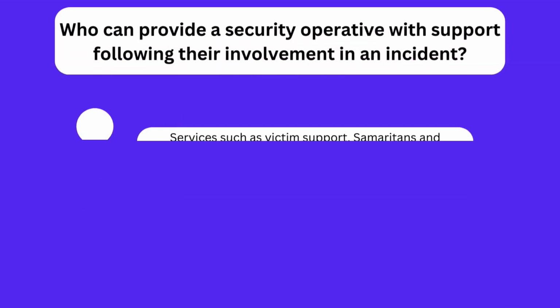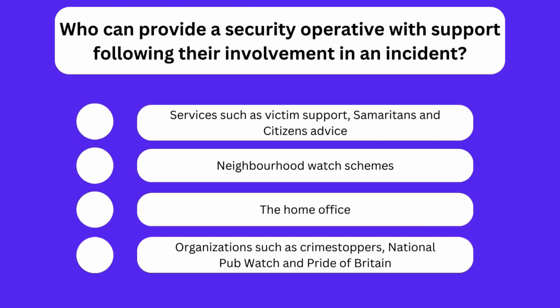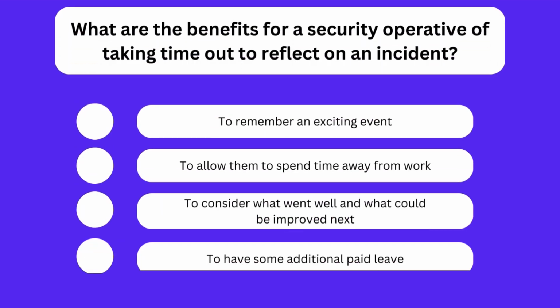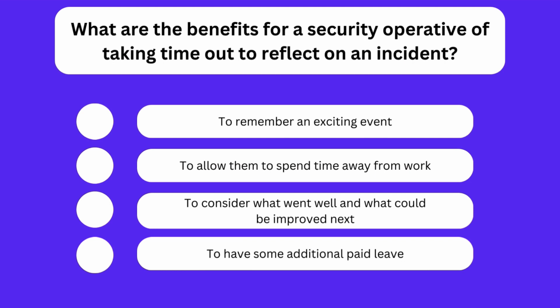Next question is, who can provide a security operative with support following their involvement in an incident? So the correct option is the first one. Services such as Victim Support, Samaritans, and Citizens Advice. They can provide any security operative with support following their involvement in any incident. Next question is, what are the benefits for a security operative of taking time out to reflect on an incident? The correct option is the third one, to consider what went well and what could be improved next.